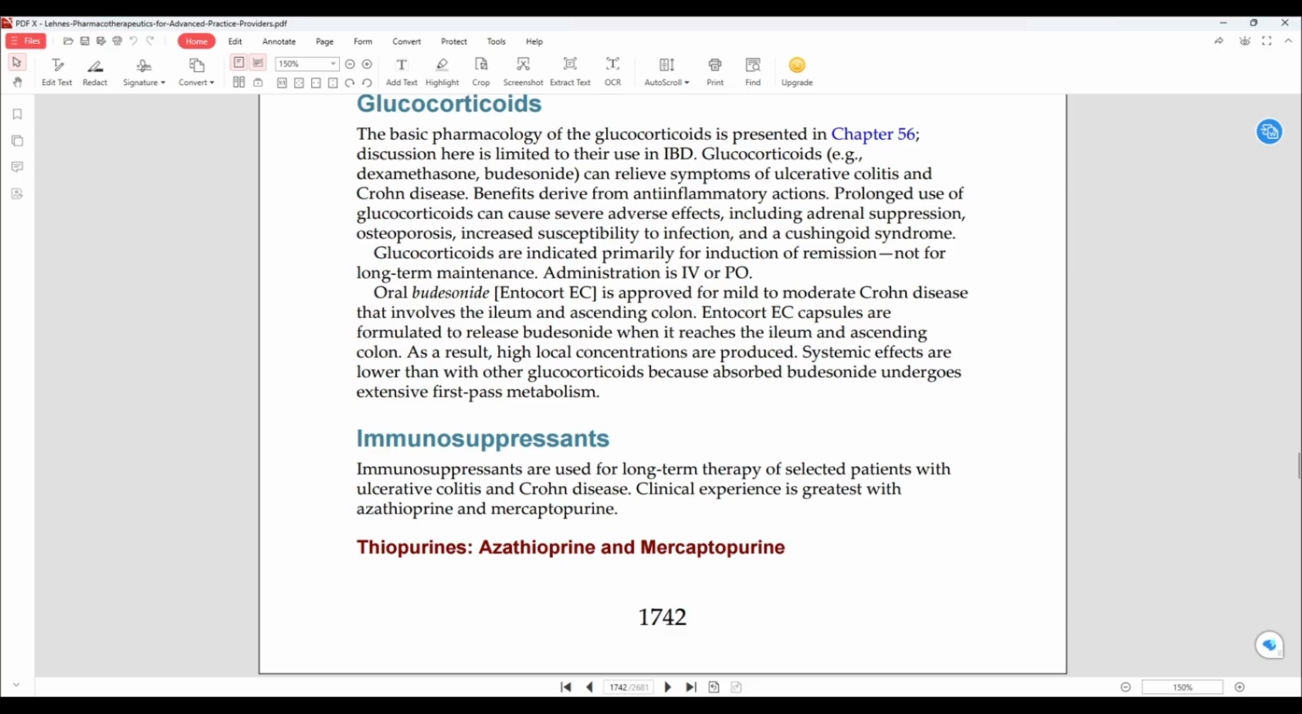Oral budesonide, or Entocort, is approved for mild to moderate Crohn's disease that involves the ileum and ascending colon. Entocort extended release capsules are formulated to release budesonide when it reaches the ileum and ascending colon. As a result, high local concentrations are produced. Systemic effects are lower than with other glucocorticoids because absorbed budesonide undergoes extensive first-pass metabolism.